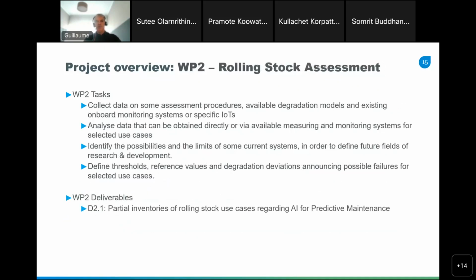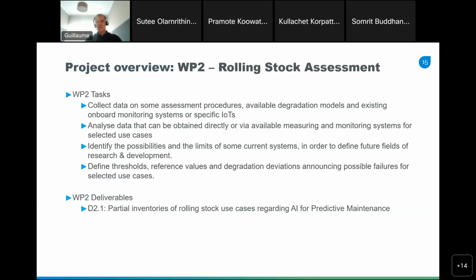Next is about the rolling stock, WP2. It's a similar work package, but dedicated to the rolling stock. So it's mostly input from our members also. The first task is to collect data on some assessment procedures, on the available degradation models, and/or the existing onboard monitoring systems. It's also linked to WP1, as we find some kind of generic architecture of the monitoring system.